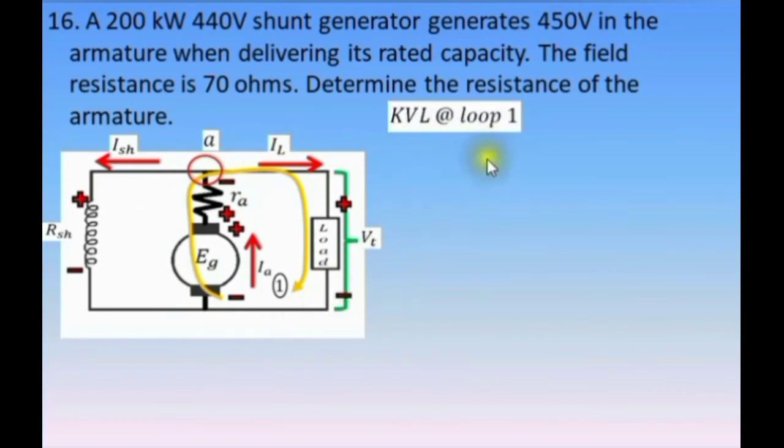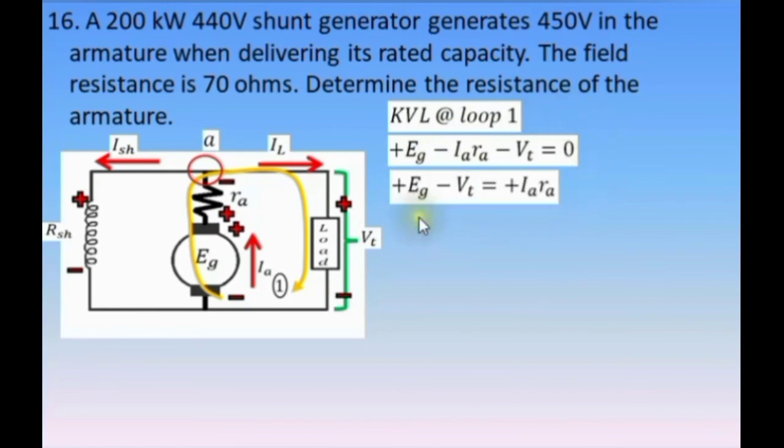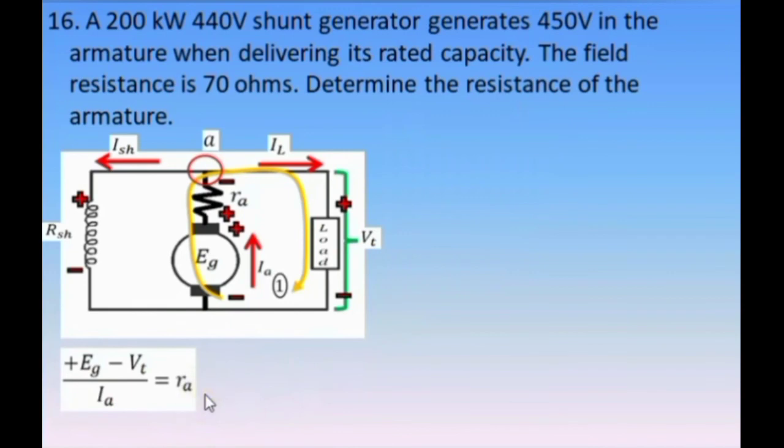Kirchhoff's voltage law at loop number 1, we have this equation. Positive EG minus IA times RA minus VT equals 0. Transposing negative IA times RA to the other side of the equation, we have EG minus VT equals positive IA times RA. Cross multiplying IA to the other side, we have EG minus VT divided by IA equals armature circuit resistance. So this is the equation that we will be needing to determine the armature circuit resistance. Say this is equation number 1.